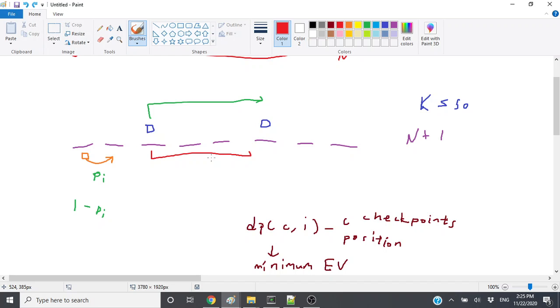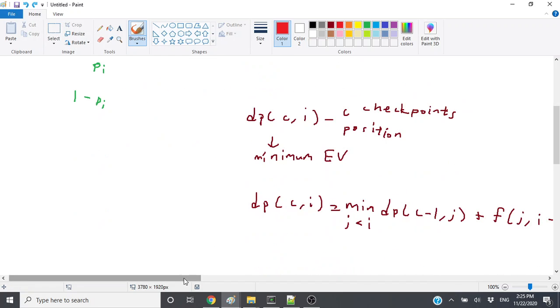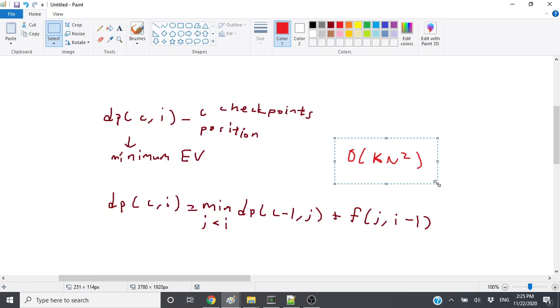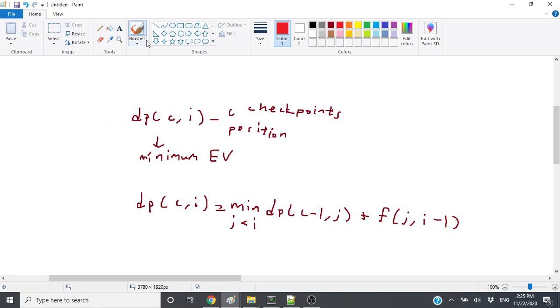So it would be really nice if we had a way to compute this f function in O of 1. Or just like quickly, right? But even this isn't enough. We have O of n values of i, we have k values of c, and this transition takes O of n. So this is O of k n squared, which is like a problem. So we gotta not do that. We gotta do better than that. But first, let's just figure out how to do this cost function.